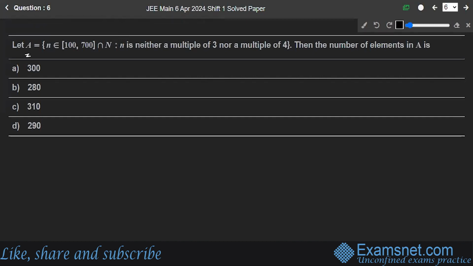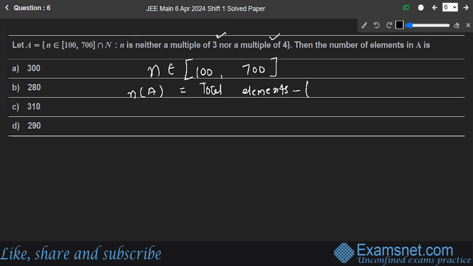Question number 6. Let A be a set which contains n, where n lies between 100 and 700, intersection natural numbers, and n is neither a multiple of 3 nor a multiple of 4. Then the number of elements in A is equal to. So you are given that first, n lies between 100 and 700. Now, how many elements will be there in A? This will be the total number of elements from 100 to 700, minus those which are a multiple of 3 or 4.